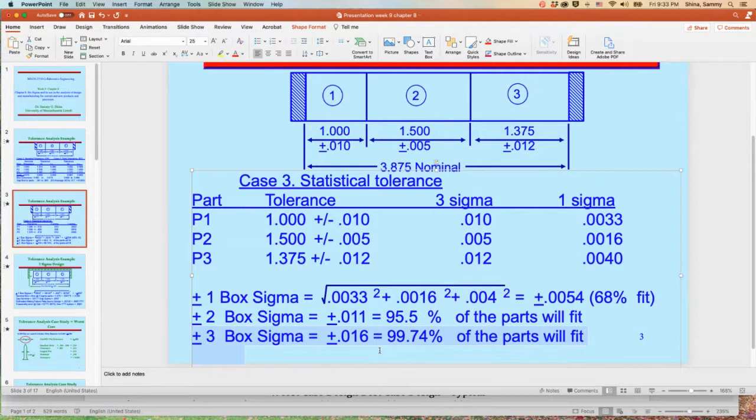1,350 ppm, because it's only rejected on one side. Okay, so that's the difference between the two.